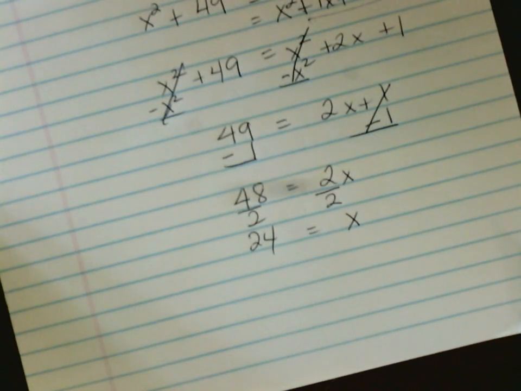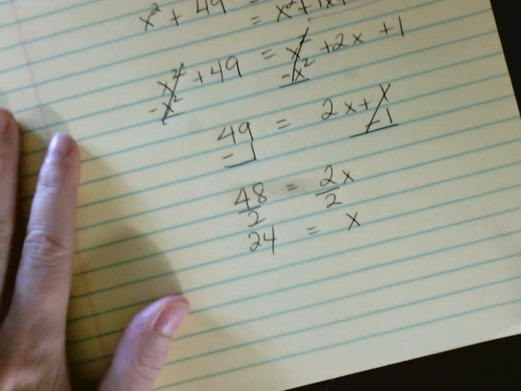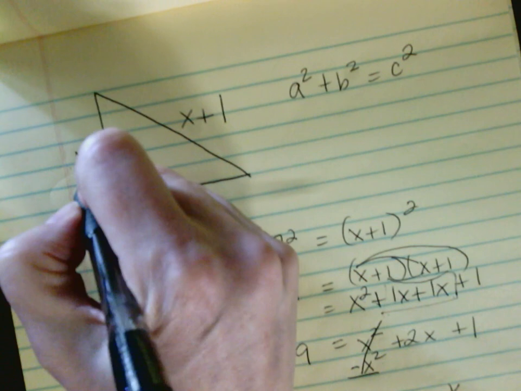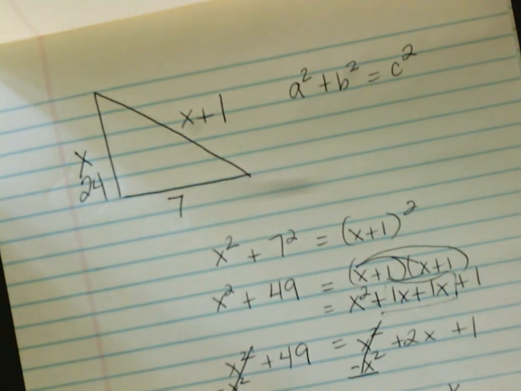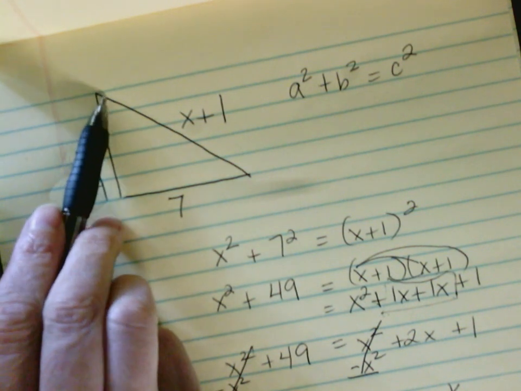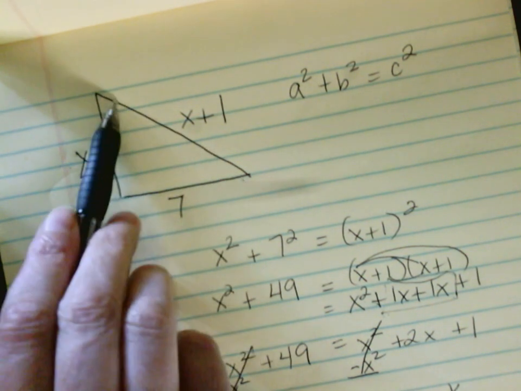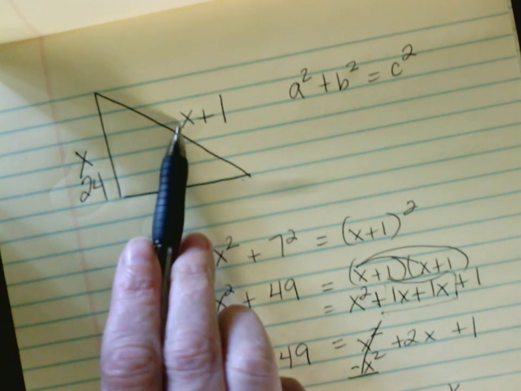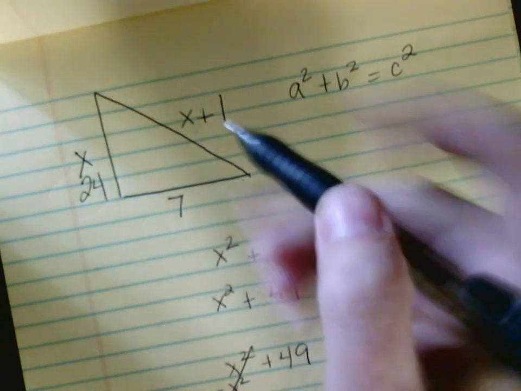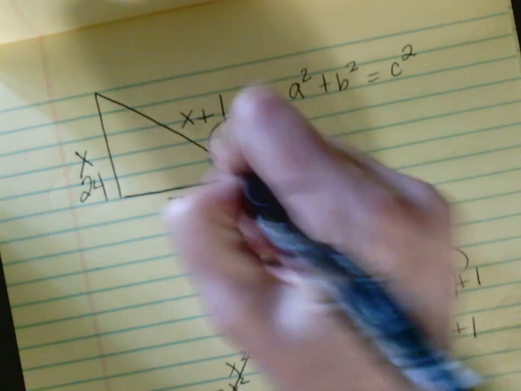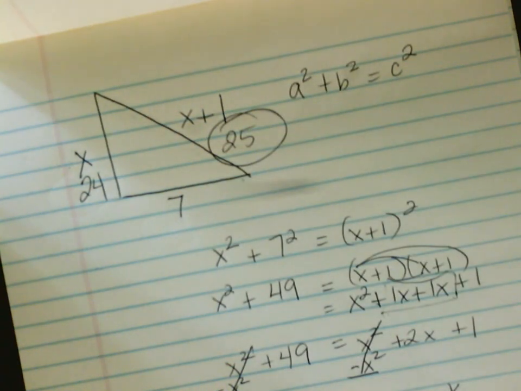So let's go back up to our picture and see what this represents. So the x is 24. So this side right here, that's 24. But if you'll remember, it asks me what the length of the ladder is. So this is our ladder in the picture, which means I need to know what x plus 1 is, which is 25. 25 is the length of the ladder.